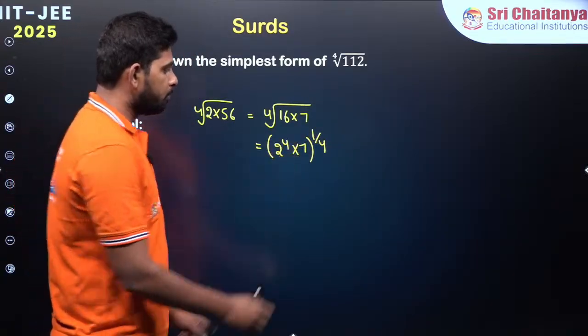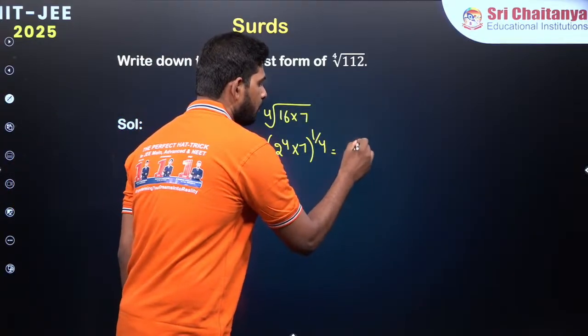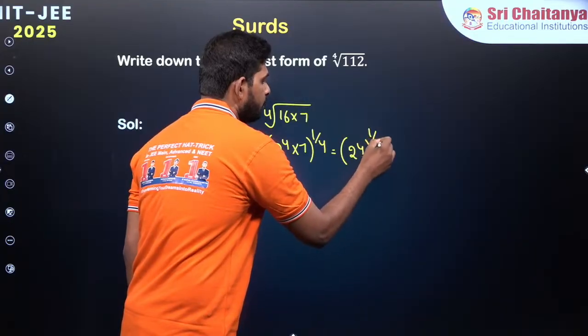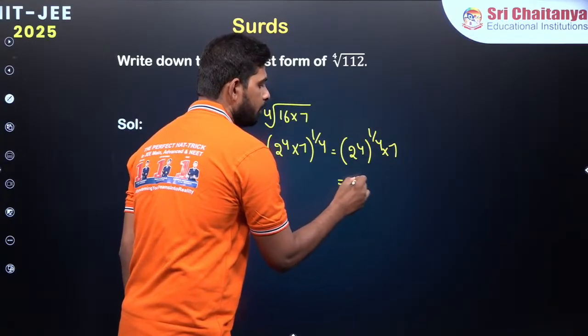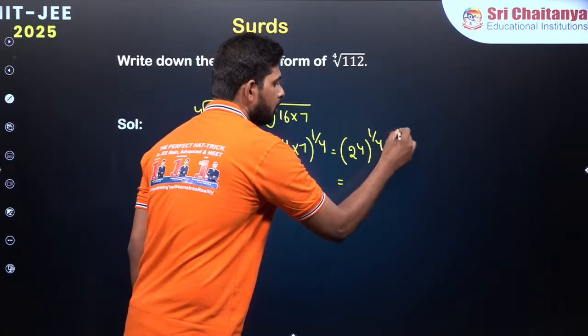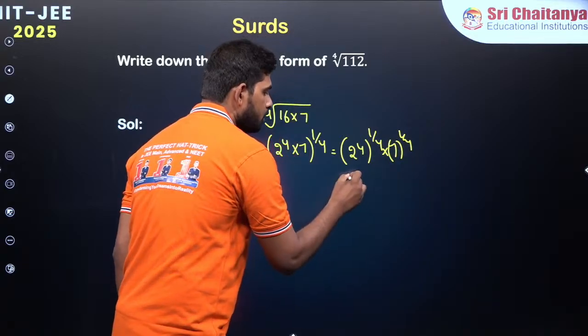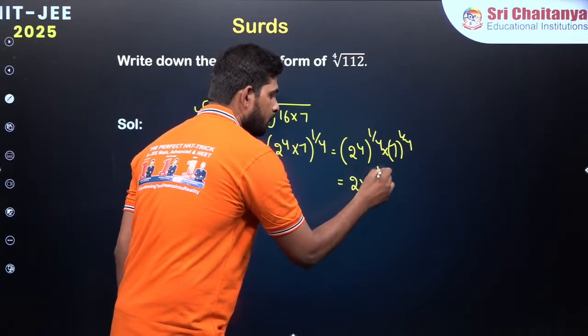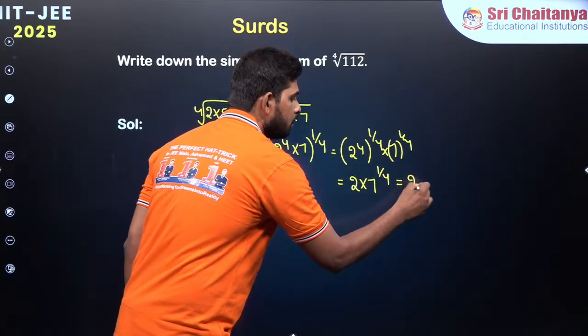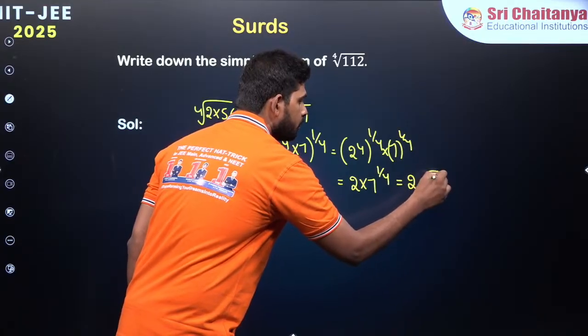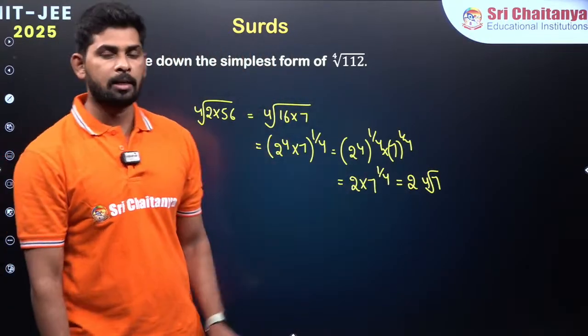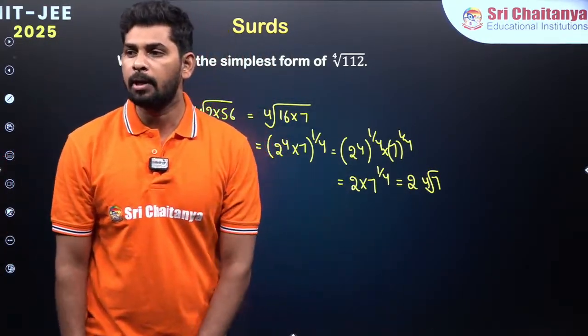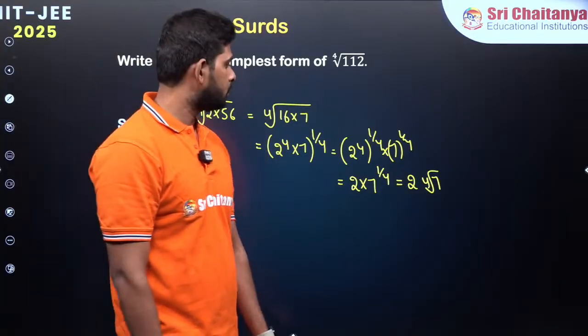Now you can separate them. So you can write 2 power 4 whole power 1 by 4 into 7 power 1 by 4, which is giving us 2 times 7 power 1 by 4. Or you can write in surd form, that is 2 times the 4th root of 7. So which is giving us a mixed surd, and that is the simplest form, right?